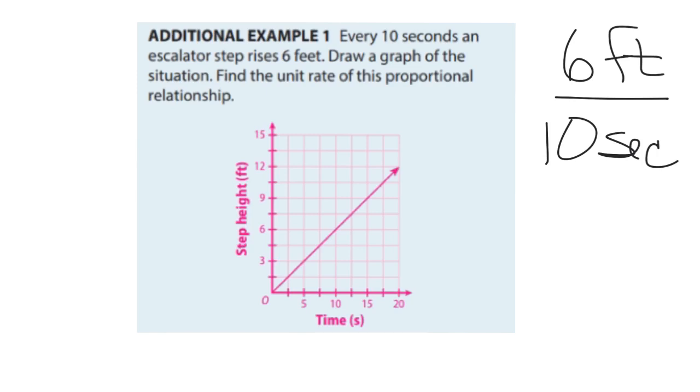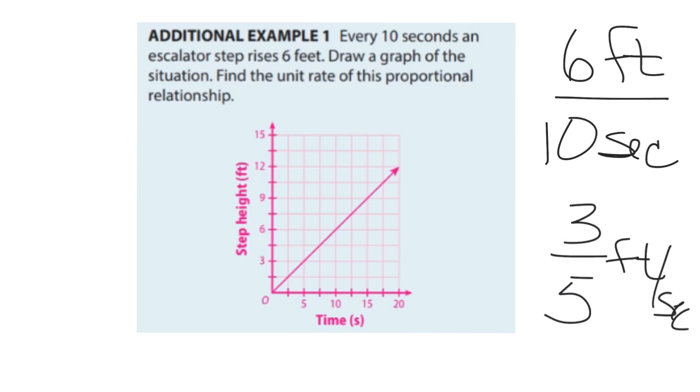Okay, so if the escalator rises 6 feet every 10 seconds, we want to know how much it's going to be in 1 second. So if you simplify this, you're going to get 3/5, and that's going to be 3/5 feet per second. So that'll be the unit rate, feet per second.